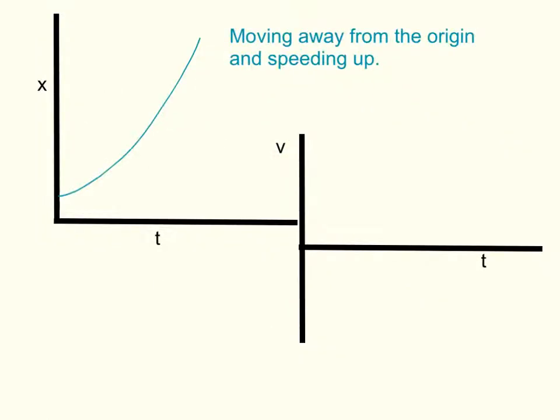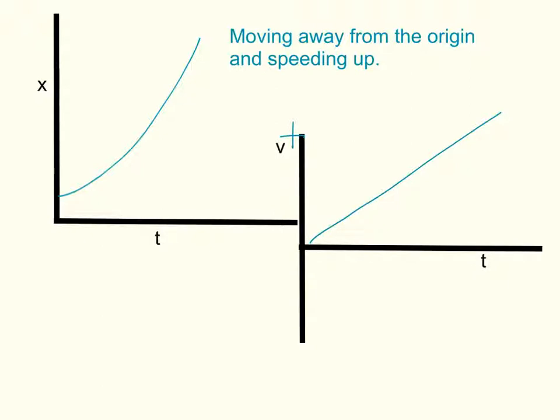Now we have an object that is moving away from the origin but speeding up. It is not moving at a constant velocity. The way that we show that an object is speeding up on a velocity time graph is to make a diagonal line. In this case, because the object is moving away from the origin, it's in the positive direction, we would make that diagonal line in the positive part of the graph.